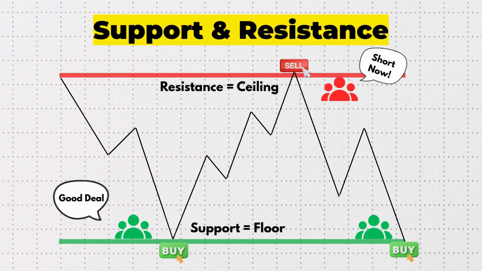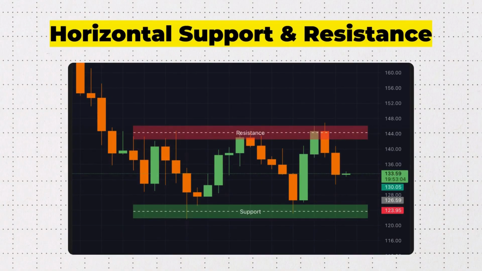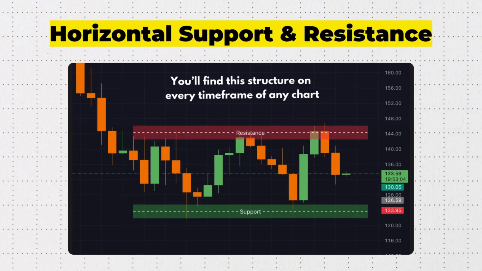So now that we understand how support and resistance behave as the market's floor and ceiling, the next step is to see how these levels actually appear on your charts. And the most common form you'll encounter is horizontal support and resistance. Horizontal support and resistance are the simplest and most common type. These levels sit at fixed price points straight across your charts.